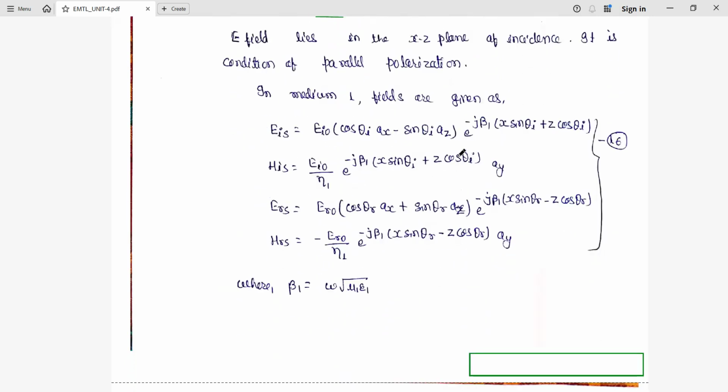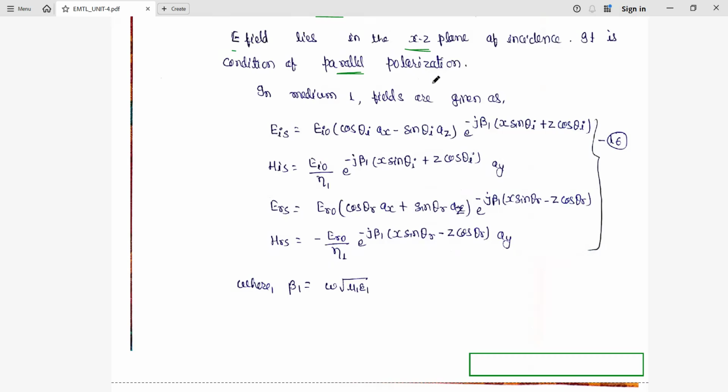So this electric field lies in the xz plane, since we are considering that the wave propagates along the z-axis, and the plane of wave incidence is the xz plane here. So it is the condition for parallel polarization: if the electric field lies in the xz plane, it is parallel polarization.